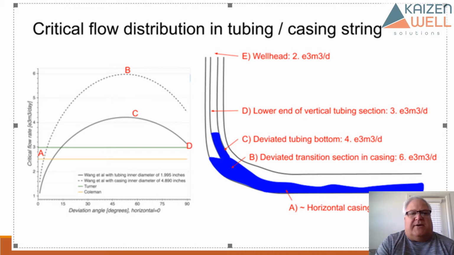Your critical flow distribution in the tubing and casing is just a representation of what it actually does to your critical rate. And you can see your flow rates, as we come around the corner here, how they will increase.